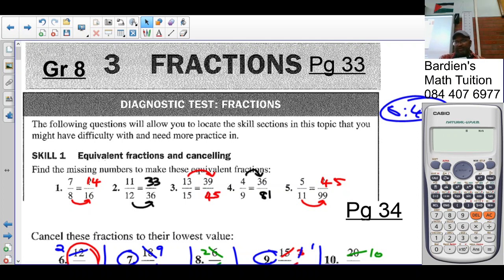The first answer there is 14 over 8 can be written as 7 over 4. You must simplify that as far as possible. Okay.